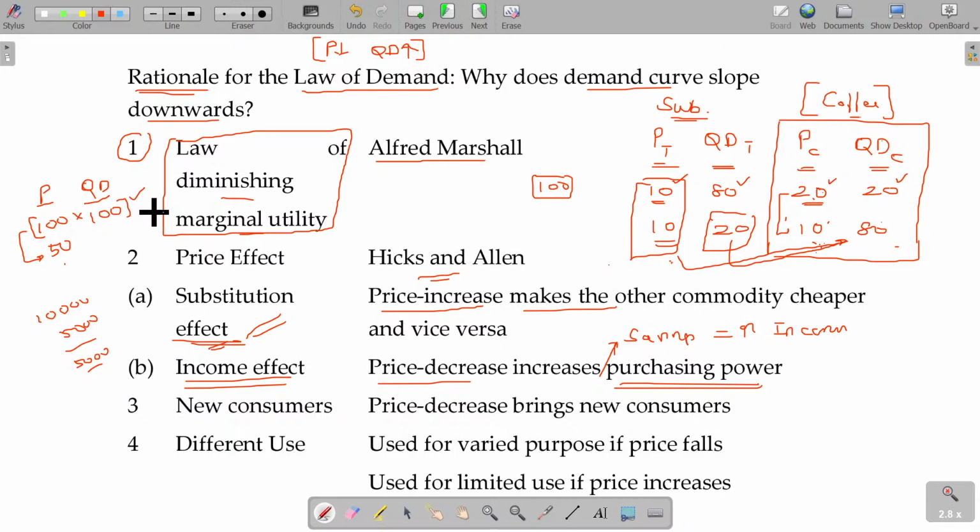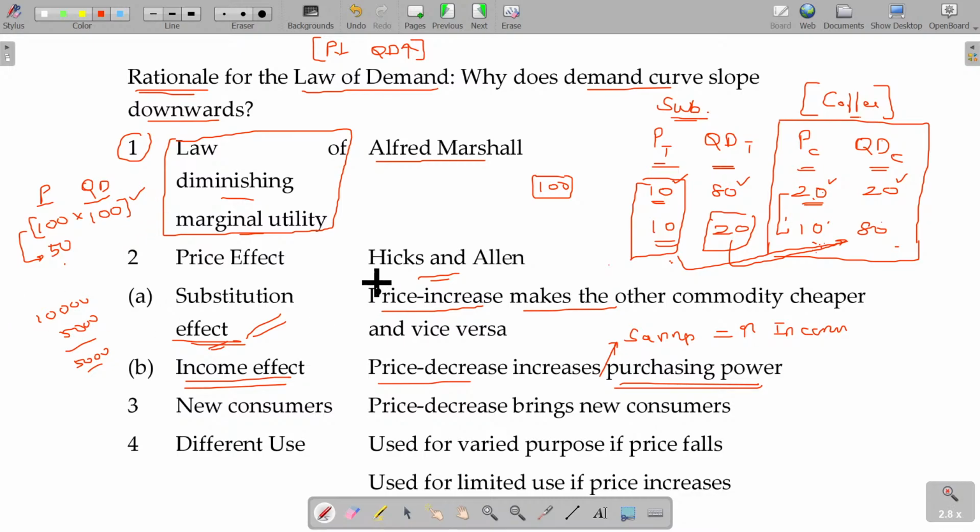Alfred Marshall says, why do I expect the price to decrease? Because my satisfaction level one after another will be decreasing. So I am willing to pay less for the second commodity than the first one. That is the law of diminishing marginal utility, by Alfred Marshall. When it comes to Hicks and Allen, two aspects are there. One is the substitution effect. The commodity I consume currently may reduce its value. It means a substitute product may not be changing any value, but seems cheaper or costlier relative to the product I'm consuming. That's the substitution effect.